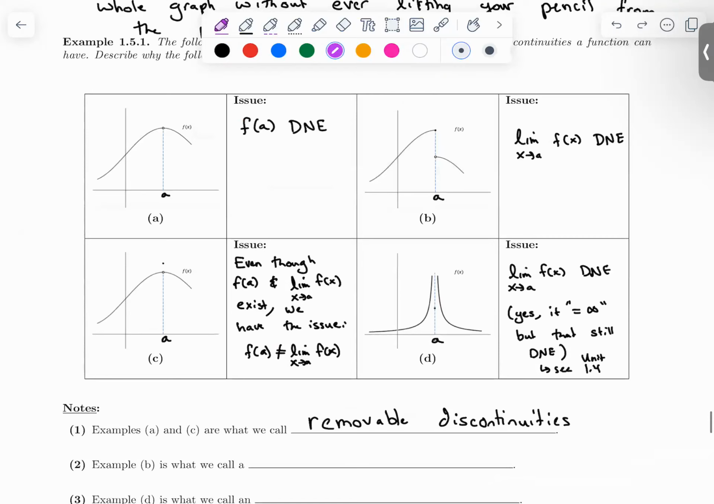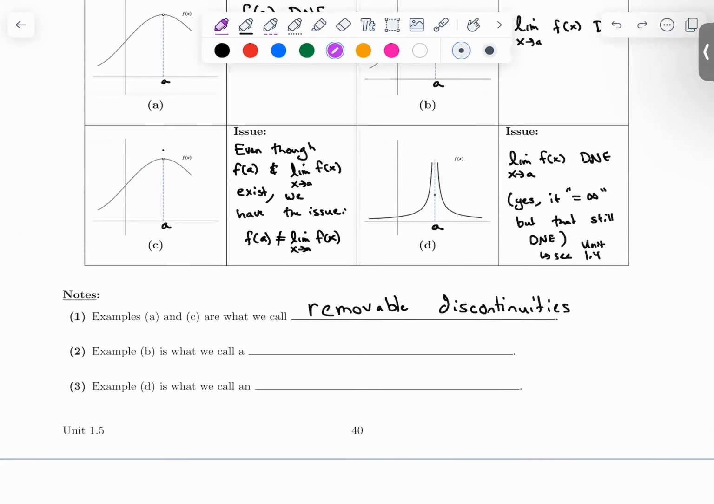Example B is what we call a jump discontinuity.